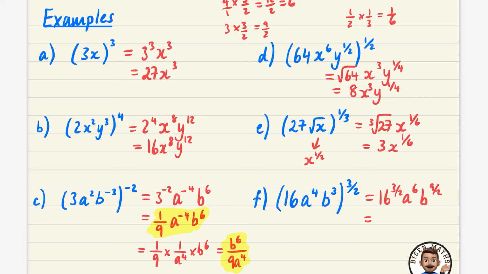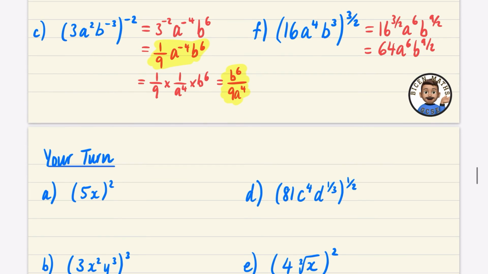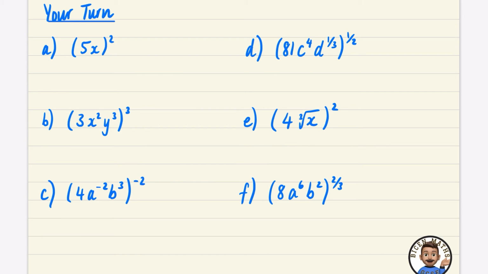Now the 16 to the power of 3 over 2, remember that the 2 is going to be doing the square root and the 3 is doing the cubing. So the square root of 16 is 4, and 4 cubed, which is 4 times 4 times 4, is 64. So it's 64a to the 6, b to the 9 over 2. Here are the 6 questions that I would like you to have a go at, and you can check your answers against mine in just a second.